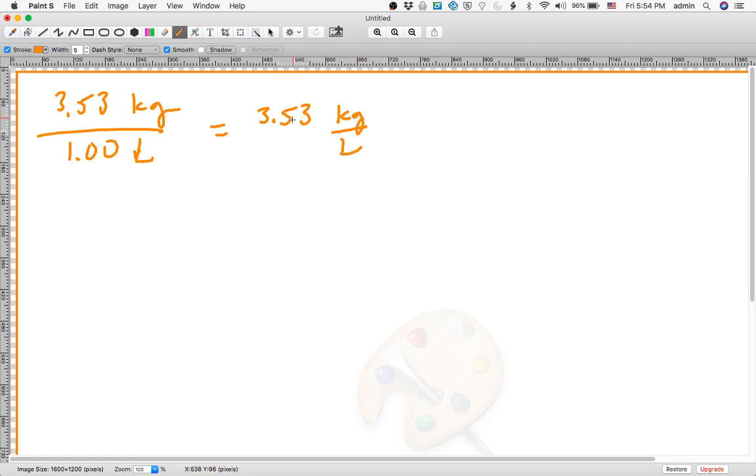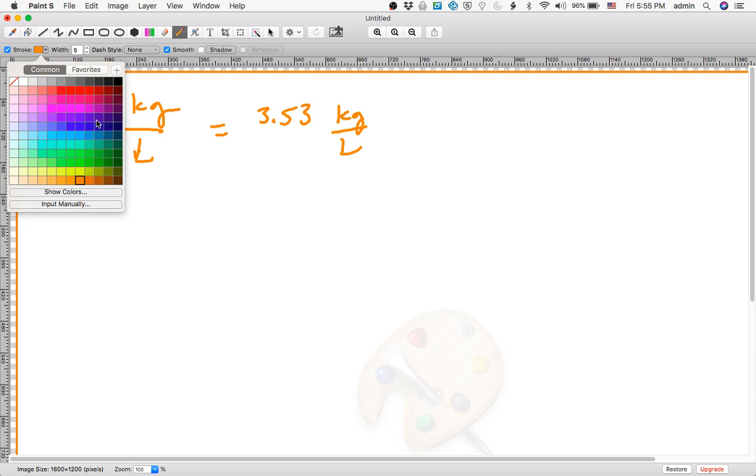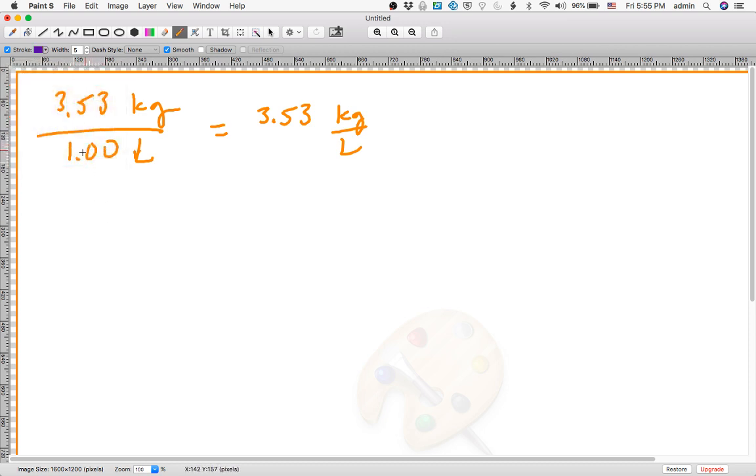The units for density that you used in the lab were grams per cubic centimeter. Now I would like to show you here that kilograms per liter are the same as grams per cubic centimeter by doing a little conversion, the kind of conversion that you have already done for quiz number 1, I think it was. So here we have 3.53 kilograms in 1 liter. Now I'm about to convert this to grams per cubic centimeter.